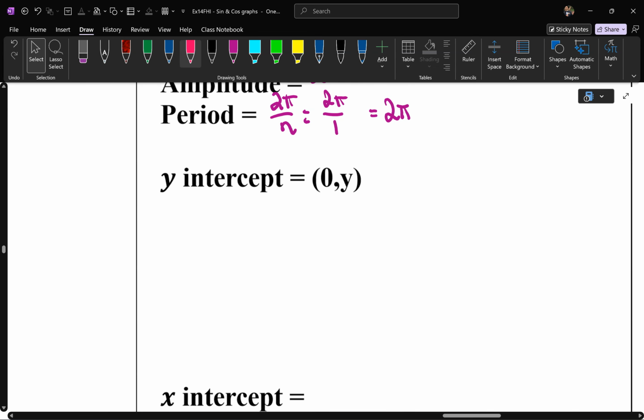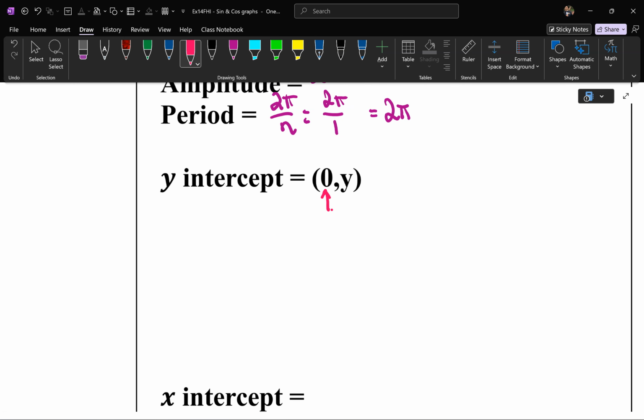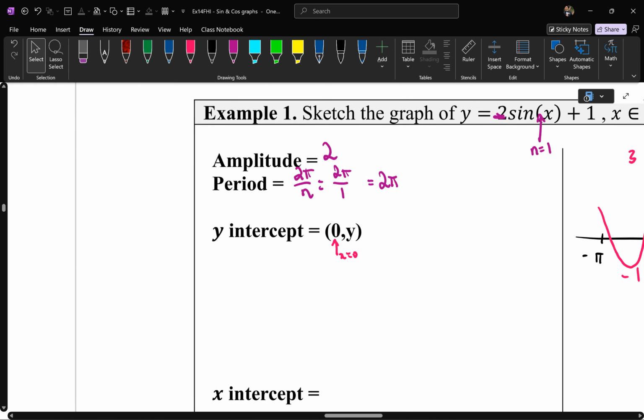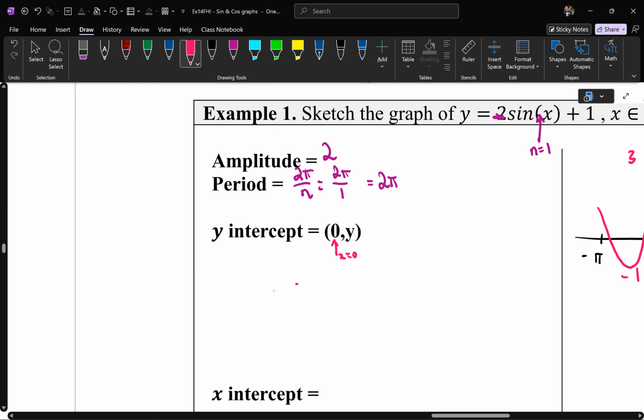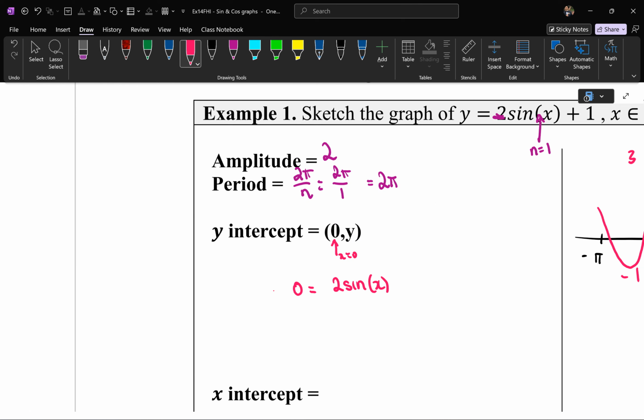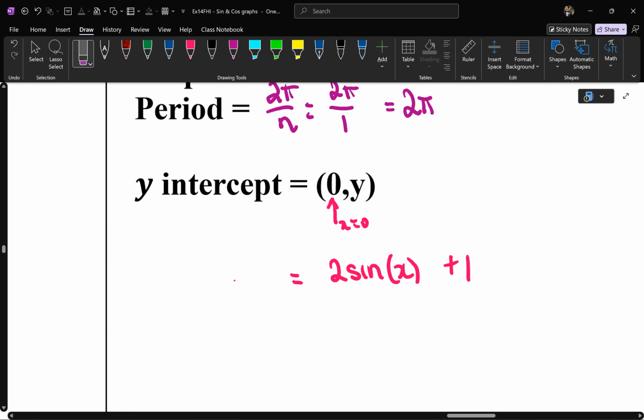Y-intercepts. We know that to find the y-intercept, you let x equal to 0. So here's my x. You're going to let x equal to 0. Let's solve it. The equation was y equals 2 times sine of x plus 1. Oh, sorry, x is 0. What am I doing? It's over here.